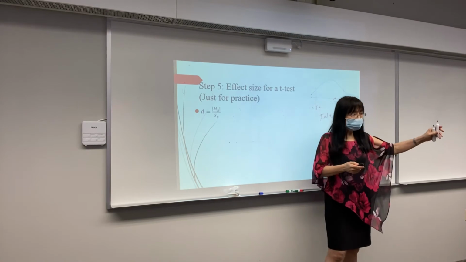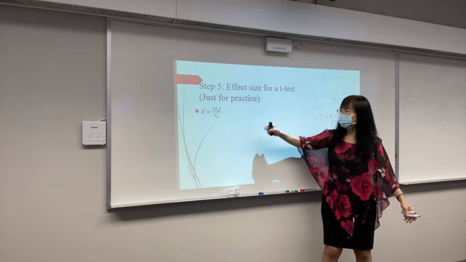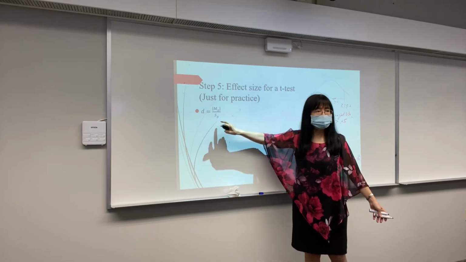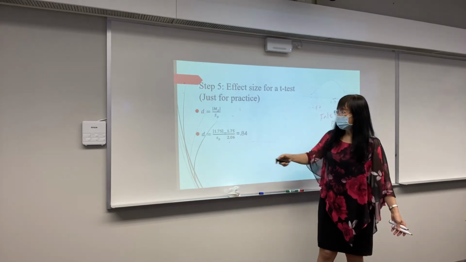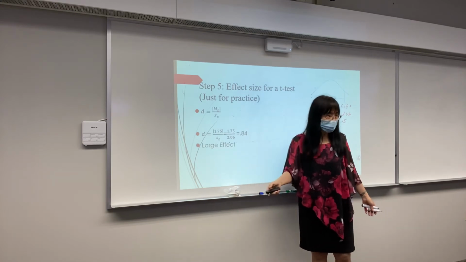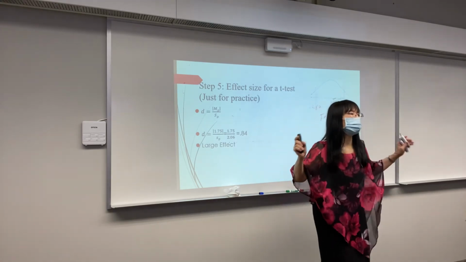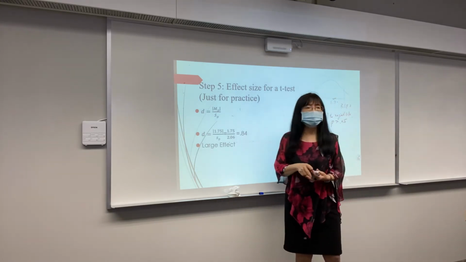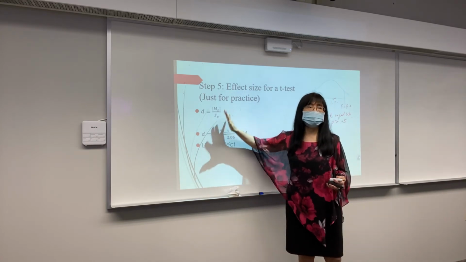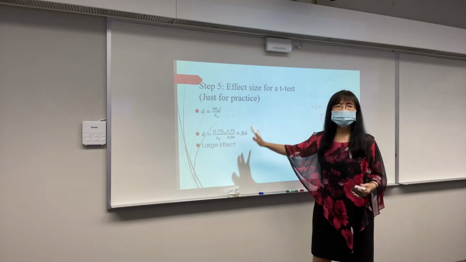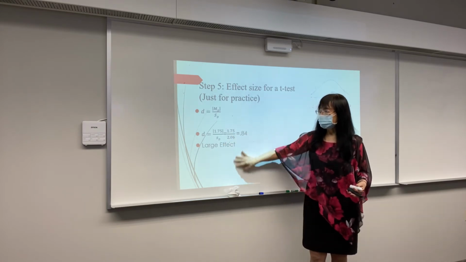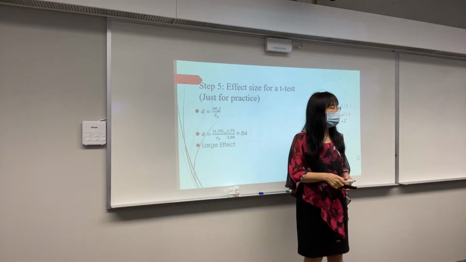So MD, absolute value, divided by SD. Then you have this 1.75 divided by this, so you get 0.84. Looks like a large effect, but we fail to reject, so it doesn't matter. For your homework, I didn't really grade that part. You can do it for exercise, but for real life, if you fail to reject, then you can save your energy. You don't need to do this. Okay?